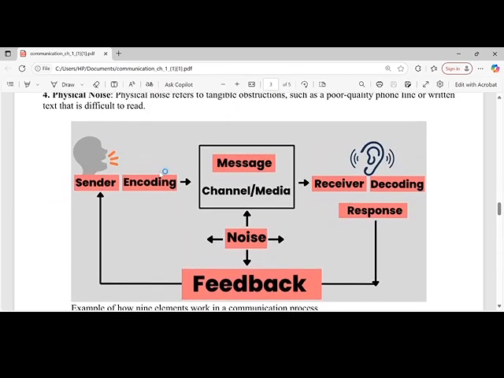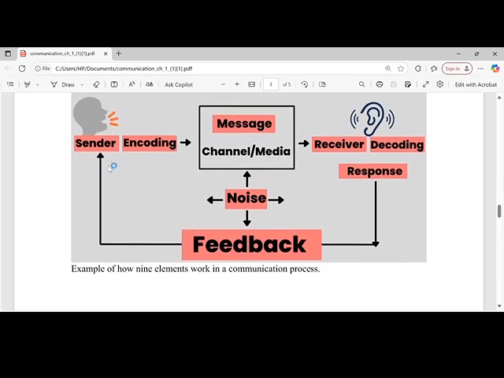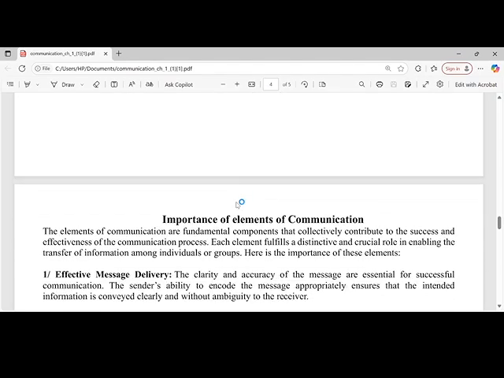So, how do these nine elements in a communication work? The sender encodes the message through a channel. The receiver decodes it, gives response, and provides feedback. On this channel or media, all this is distorted by noise, so this should also be taken into consideration.